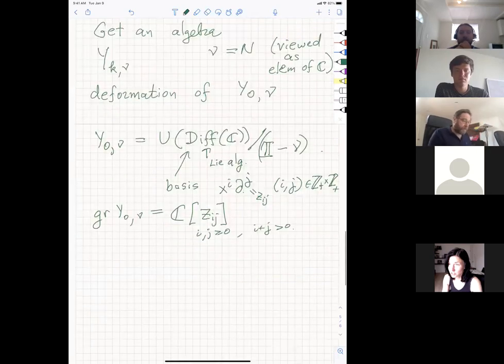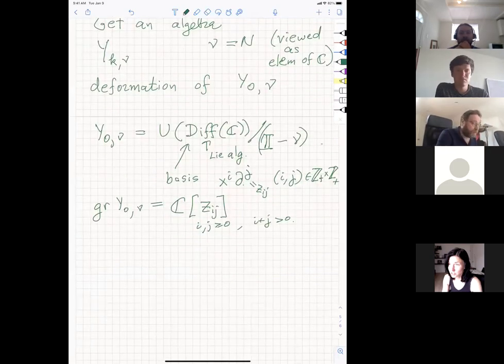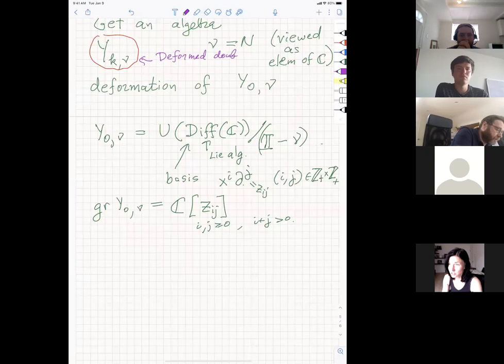But the corresponding quantum algebra depends on this nu. So it's a two-parameter family of algebras, and this is what is called the doubly deformed double current algebra for GL1. So there is also a version for GLN.